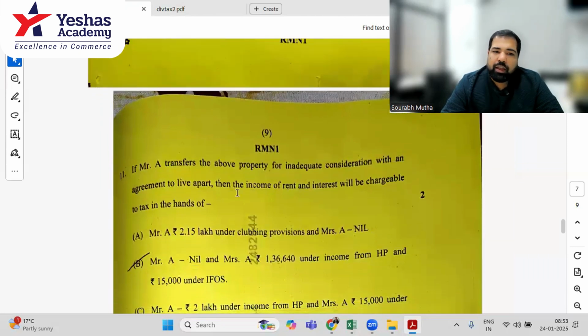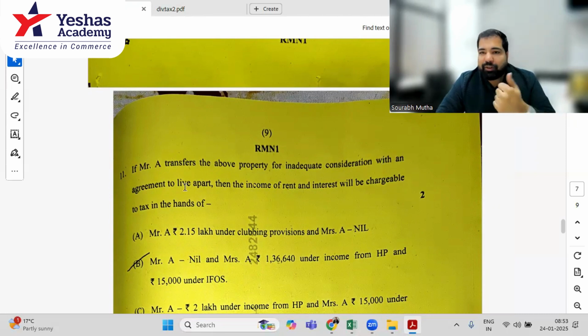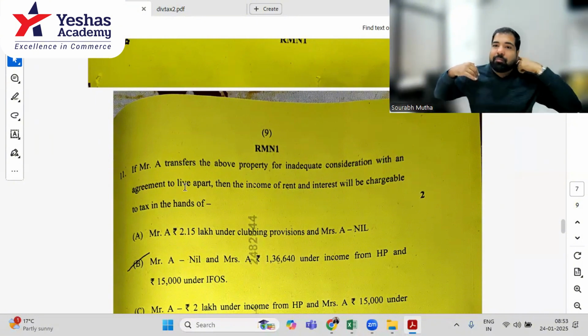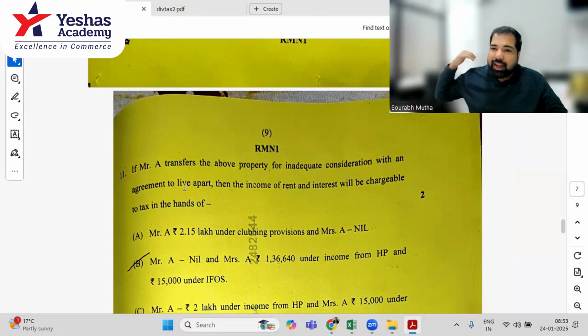Next. If Mr. A transfers the above property for inadequate consideration with an agreement to live apart, that is, you're separating, then will anything come back to you? No. If you remember our shortcut AS, adequate consideration and separation, I had also joked about it in class: sad music in the background, they're getting separated, then nothing will come back. The house also has gone and the girl also has gone. That was a joke in class, I remember.